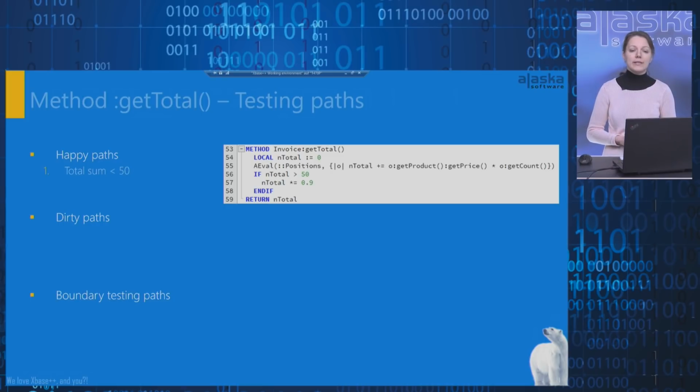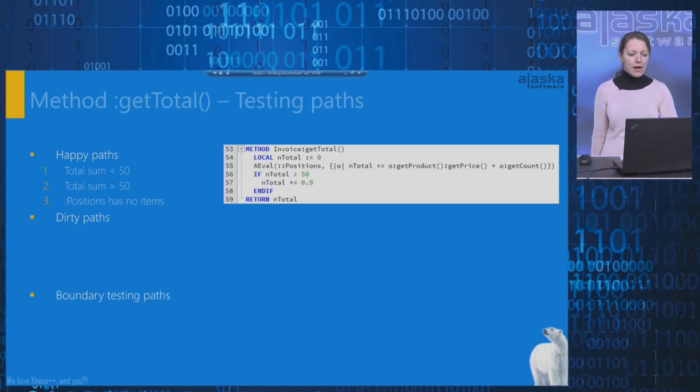So the first one is: the array positions has some items, but the sum 50 is not achieved. Here we expect that the total sum is without discount. The next happy path is: the array positions has some items and the sum 50 is achieved. Here we expect that the total sum is with a discount. And the last happy path is: the array positions has no items. Here we expect 0 as total sum, of course.